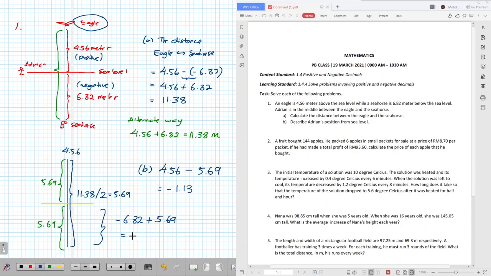So we will also get negative 1.13. In conclusion, we can say that Adrian is 1.13 meters. You can see the sign shows whether it is above the sea level or below the sea level, and if it is negative, then it is below the sea level. So we can say that Adrian is 1.13 meters below the sea level.